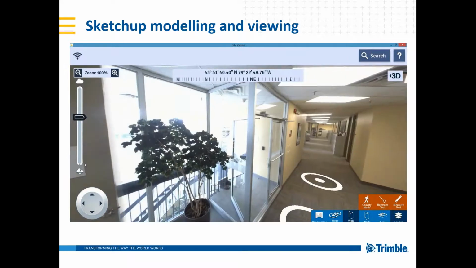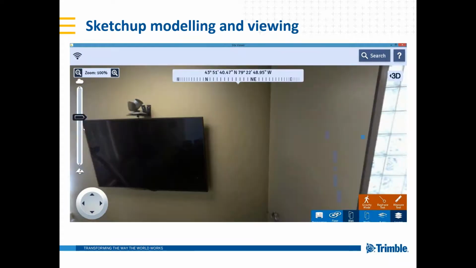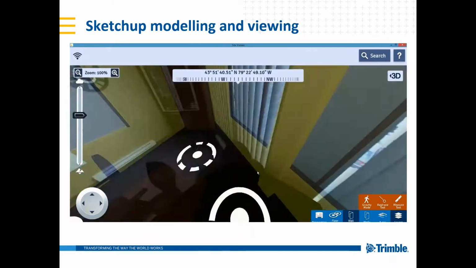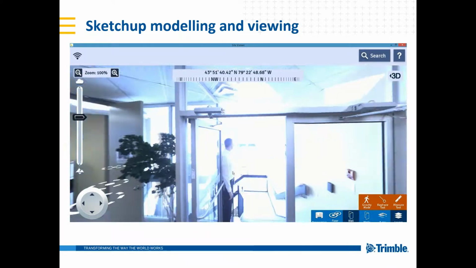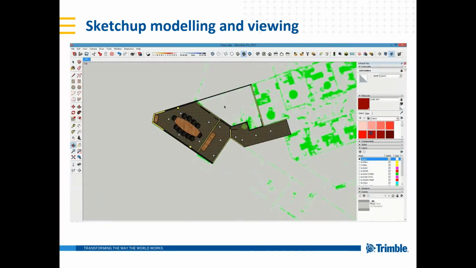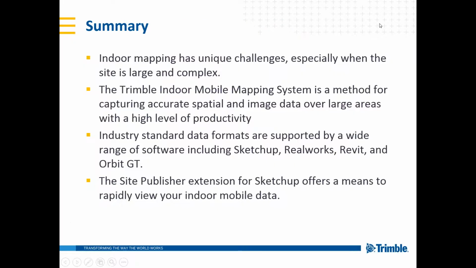We've got wall edges, if that's what we're interested in seeing. We can turn layers off and on. And we can step out of the model even if we want to use that for navigation. And there we are. That's SketchUp modeling and viewing. So that was my last video.